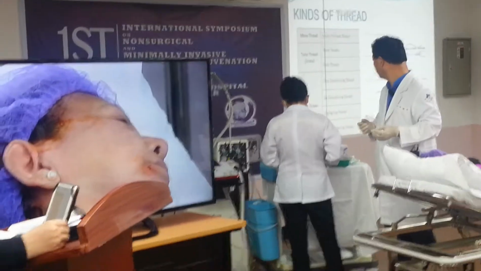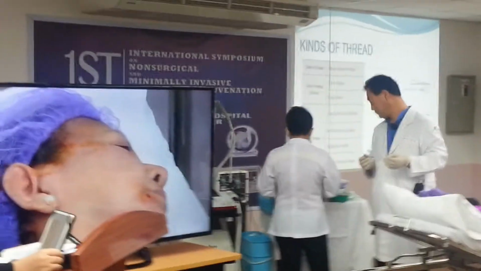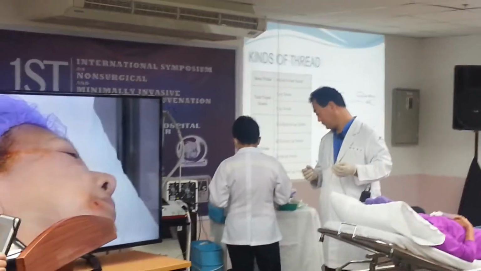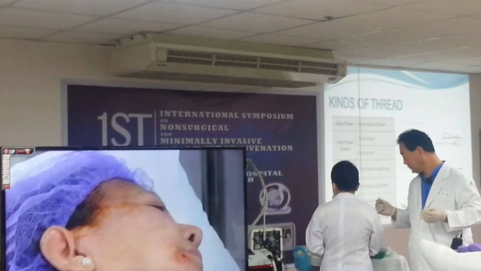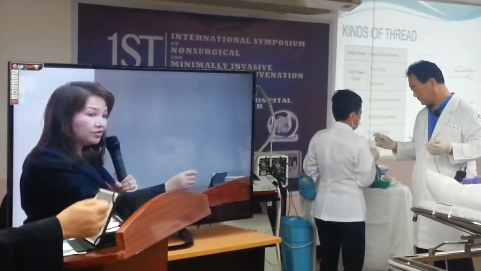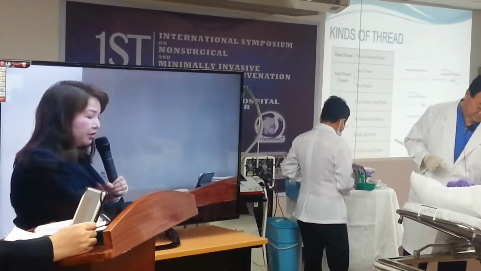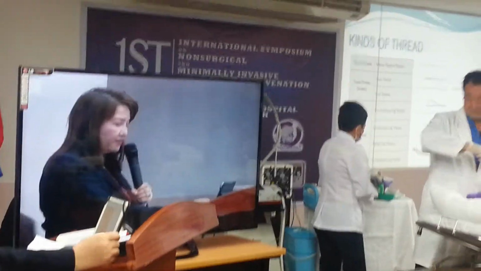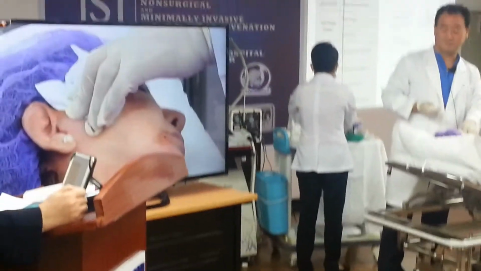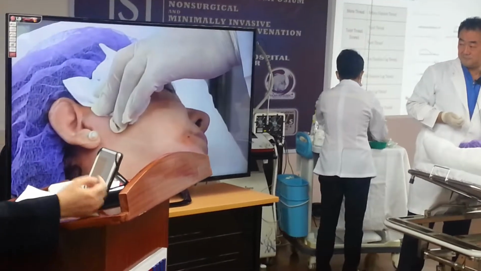We have now the kinds of thread. The most common is the monothread. This only has one thread. That's why it's called the monofilament thread. Then we go to the twist thread, wherein we have a twist and a twin thread. Twin thread only means 2 twist threads being used together.